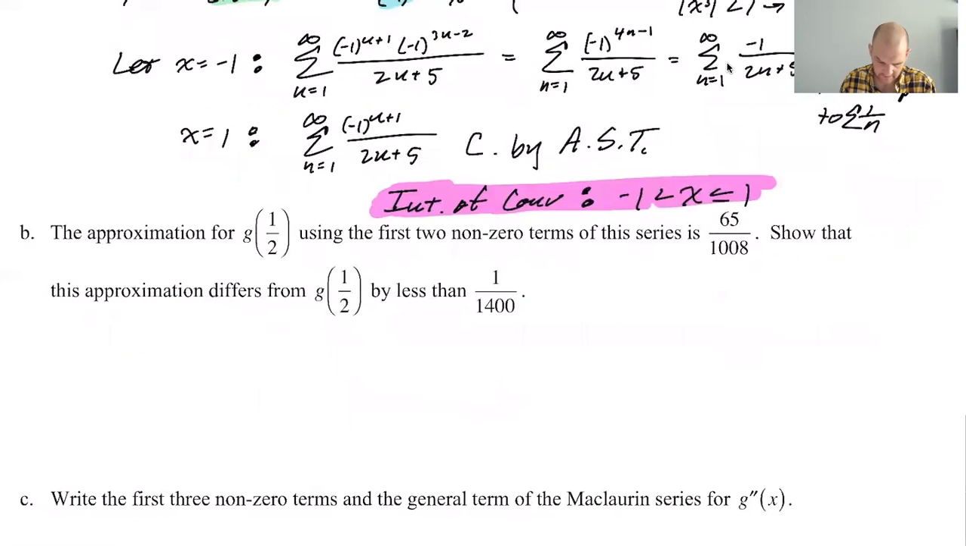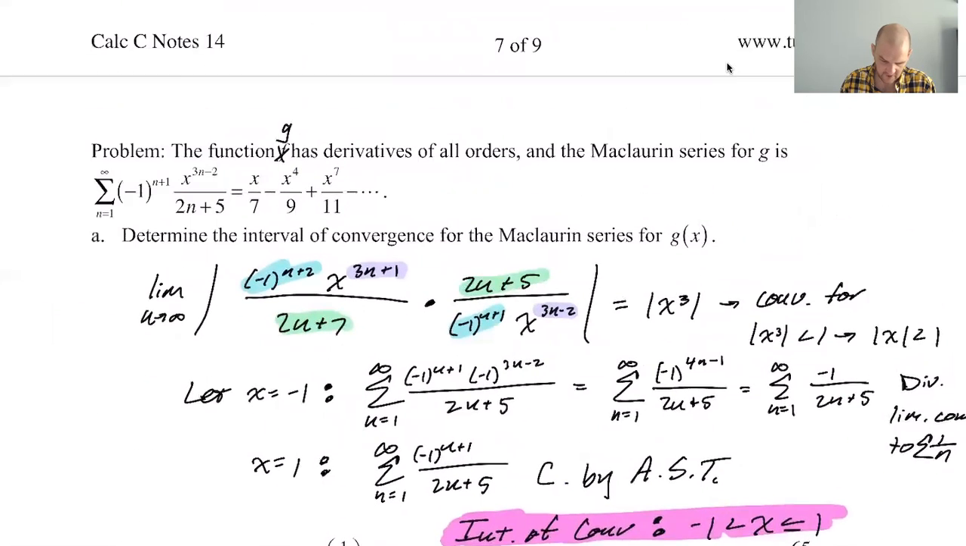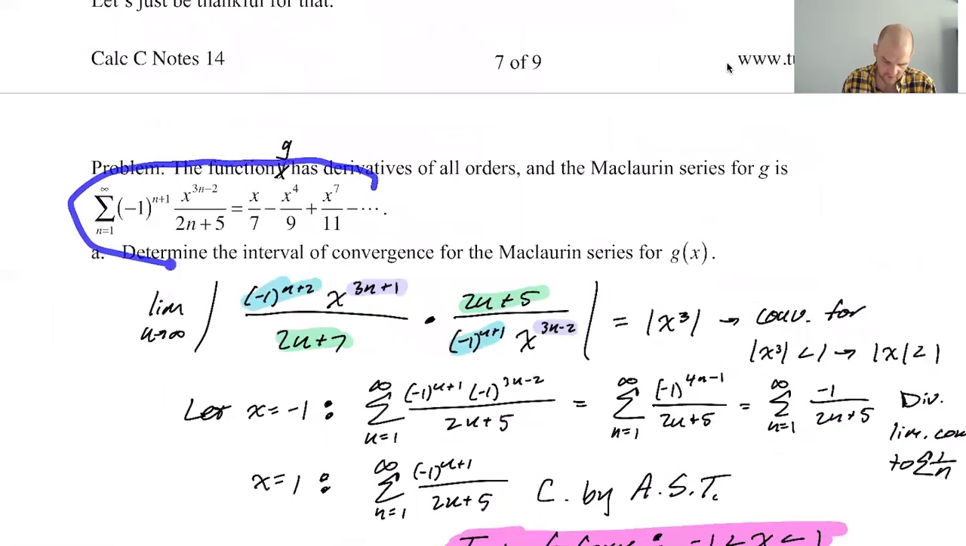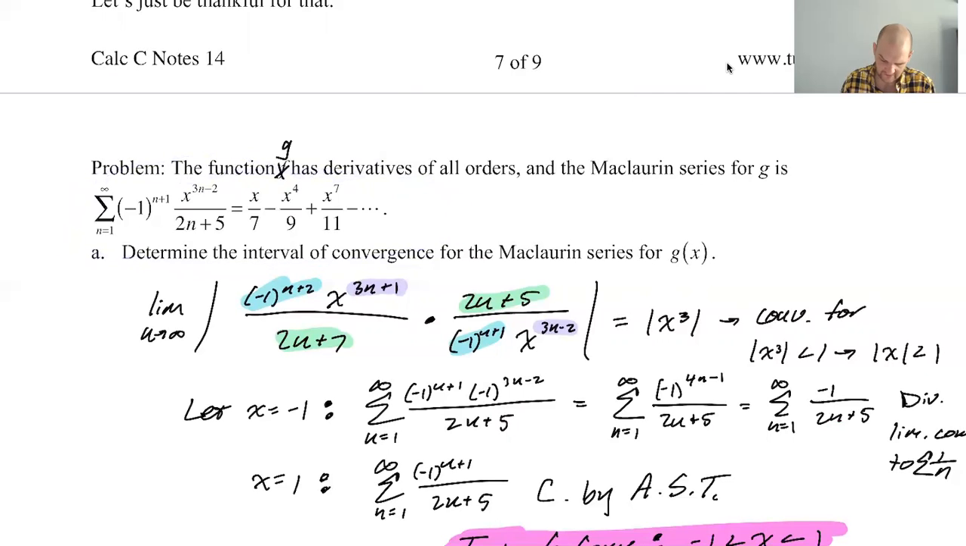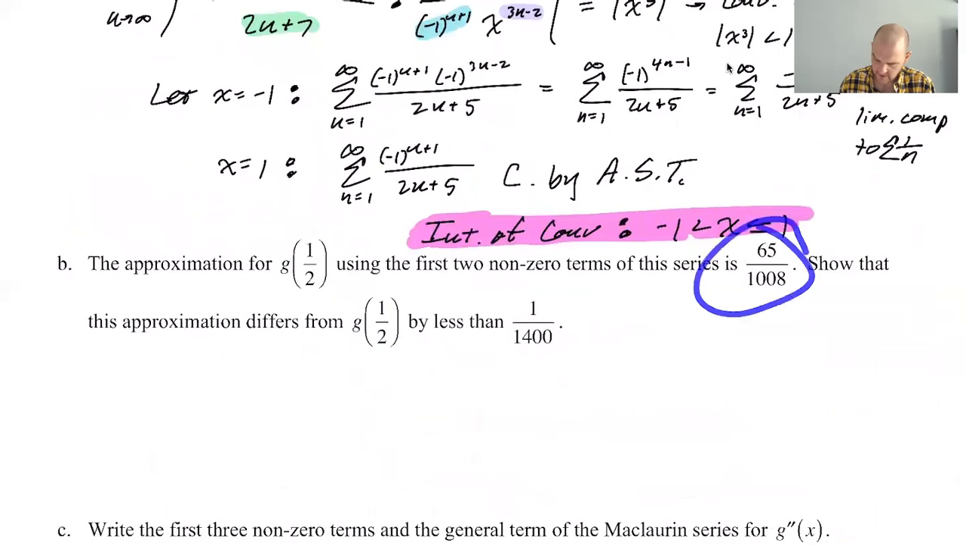Good review. The approximation for g of 1/2 using the first two non-zero terms. So what that says is if we go up here and plug in 1/2 everywhere we see an x, that'll give it, because this is g of x. So if we plug in 1/2 everywhere we see x, using just the first two terms, we'd have 1/2 over 7 minus 1/2 to the 4th over 9. Add those up and you get this apparently.